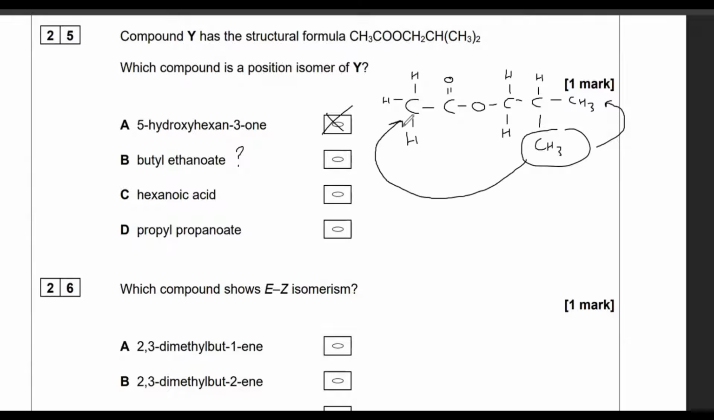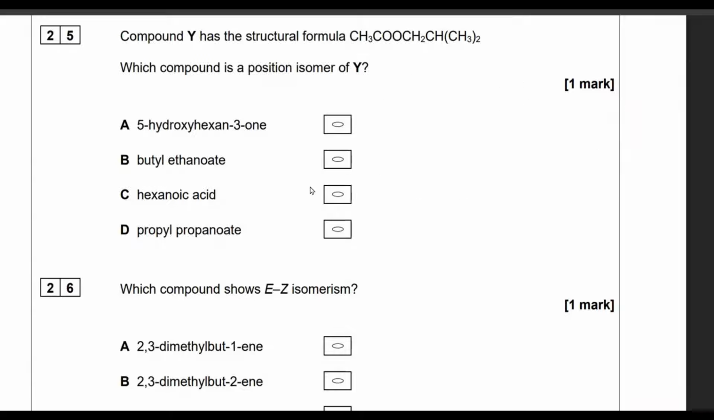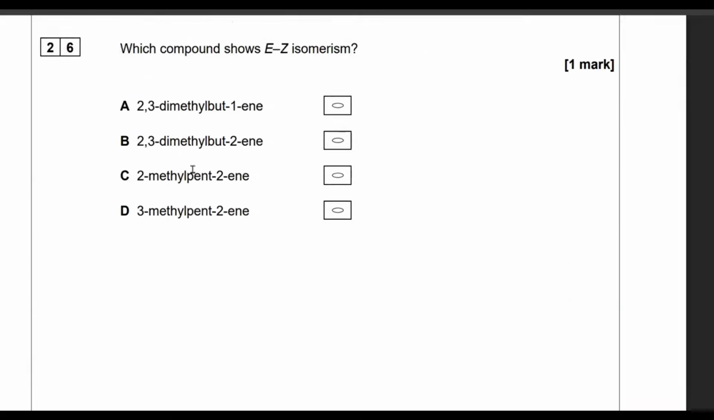This one's a little bit difficult because on the mark scheme, they want you to move the methyl group over here and make it propyl propanoate. But in my view, there's no reason why butyl ethanoate isn't a positional isomer of that. I know that's an isobutyl group with the CH3 and the 3 carbons next to it, but still, yeah. The most popular answer then, unconfident one, is propyl propanoate.